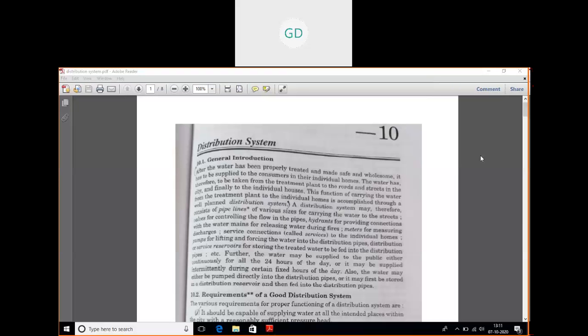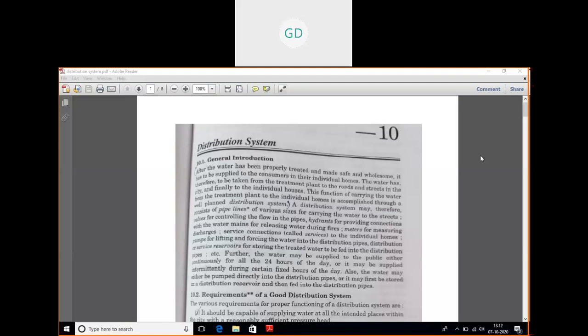it is made completely safe now, and it is ready to be supplied to the consumer. So how do we carry the water from the treatment plant to the consumers? It is through a distribution system. What does a distribution system consist of? It consists of many things, like pipelines. Obviously everyone knows pipelines. They are of different sizes, for carrying the water to the consumers.